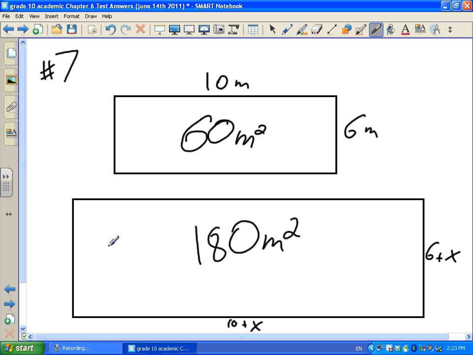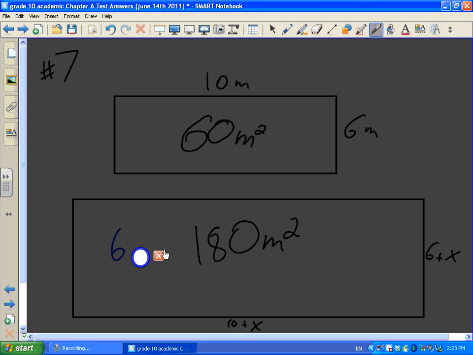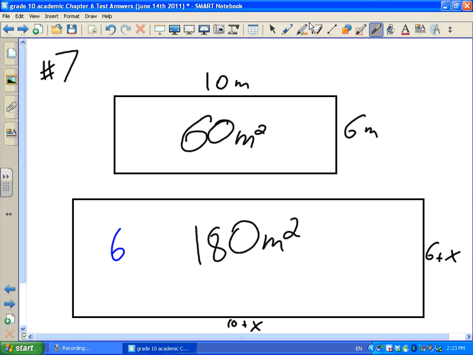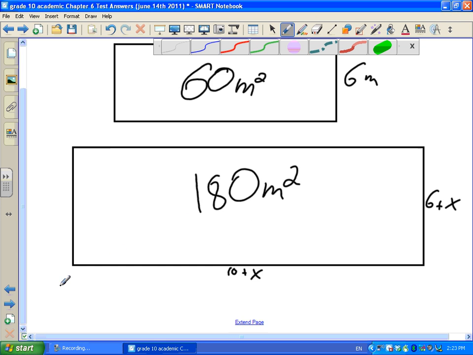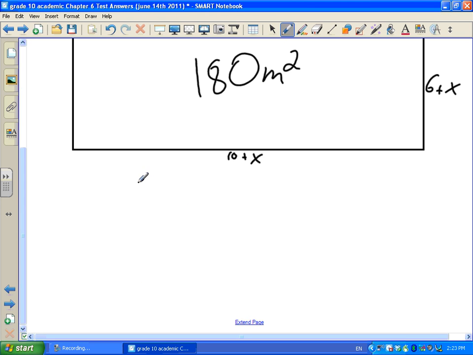So we're going to make an equation out of this. Okay? Can't erase it either. So let's scroll down. Let's make an equation. Let's do area first. Area is equal to length times width. A equals LW. Okay?